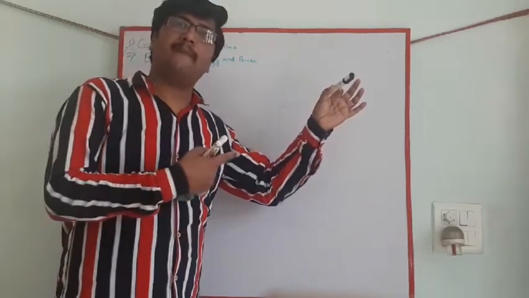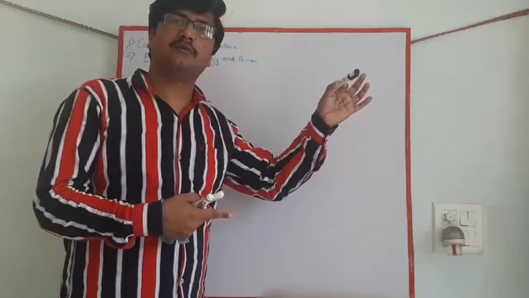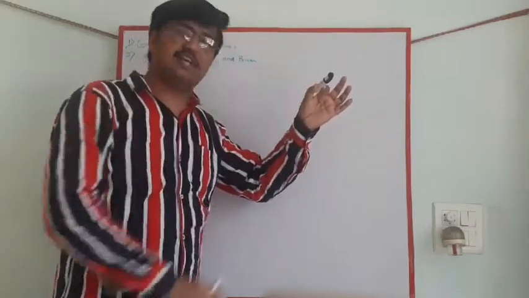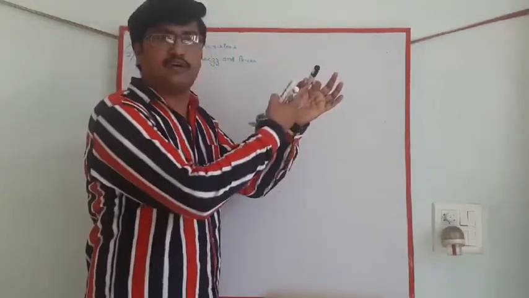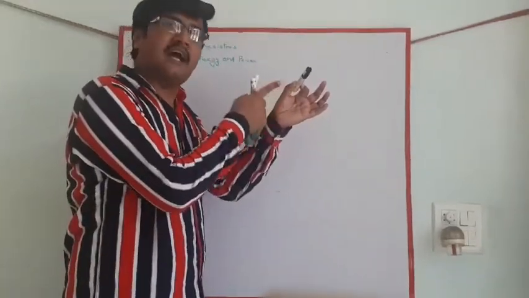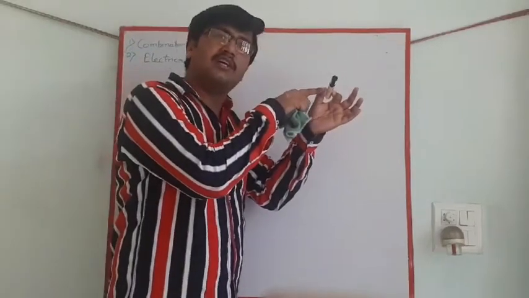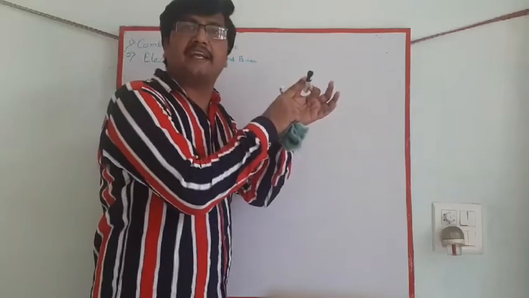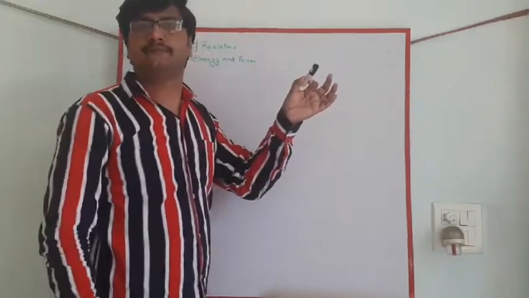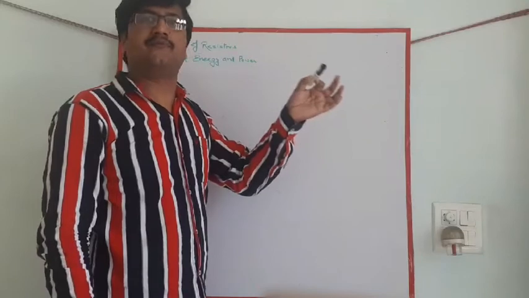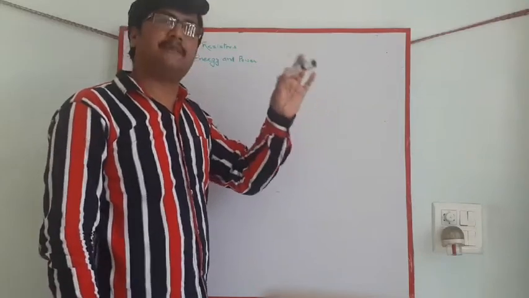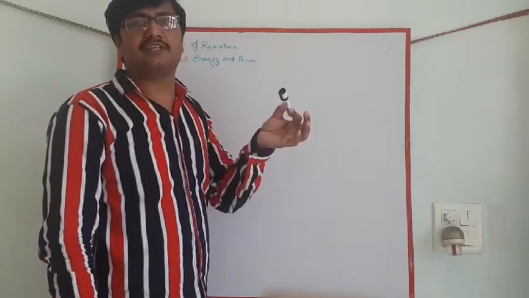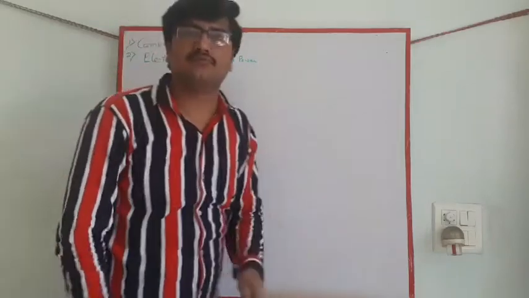And what made it to start doing work? While keeping it here, it is under the action of the gravitational force, and I have done some work only to keep it here. That work is stored in the form of potential energy, and that potential energy makes it capable to move downward. That means where there is a potential, if we keep an object there, it becomes potential energy in that object, and that potential energy makes the object move.